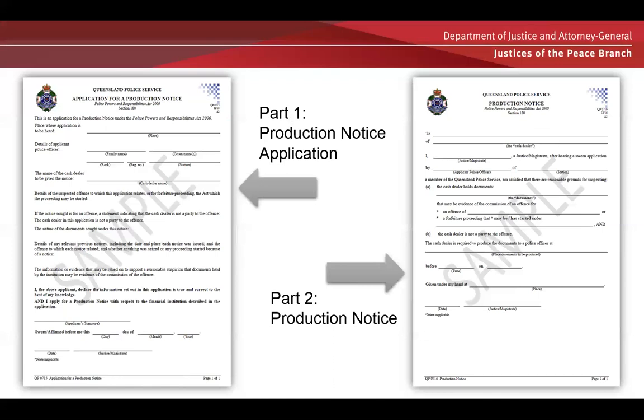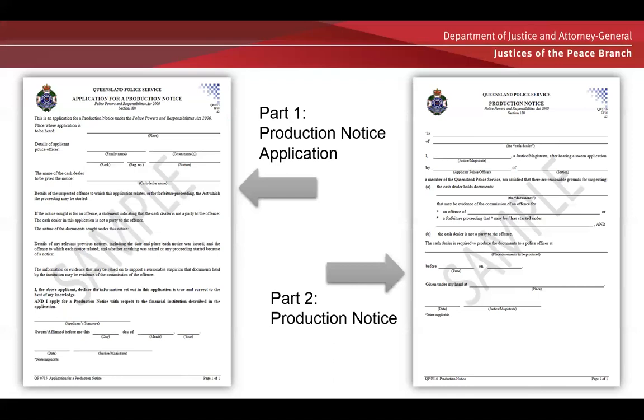So when you're asked to issue a production notice, you should ask the police applicant officer for some form of identification, especially if they're plain clothes. Immediately place them on oath or affirmation. Now, you do need to read this application carefully, because you have to ensure that they have proven a reasonable suspicion that an offence has been committed, and those documents will provide evidence of that offence.